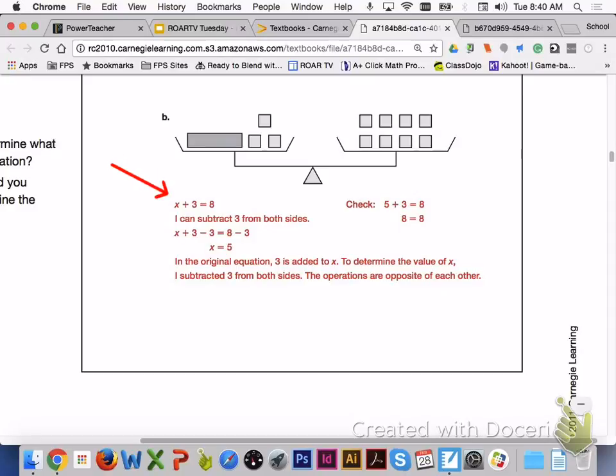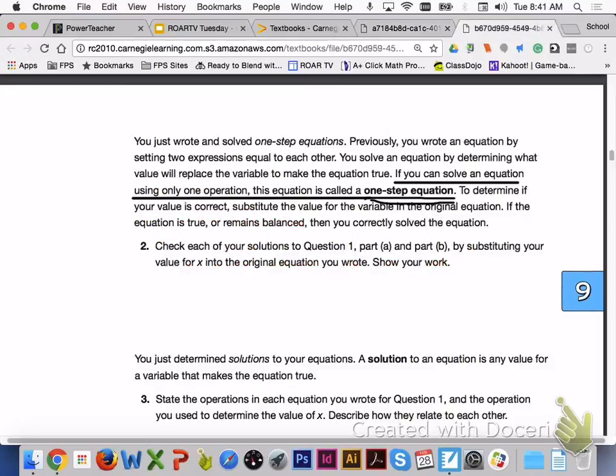For letter B, my equation is x plus 3 is equal to 8. I know that I can subtract 3 from both sides in order to determine the value of x. 8 minus 3 is 5, so x is equal to 5. Please turn to page 619. You just wrote and solved the one-step equations.